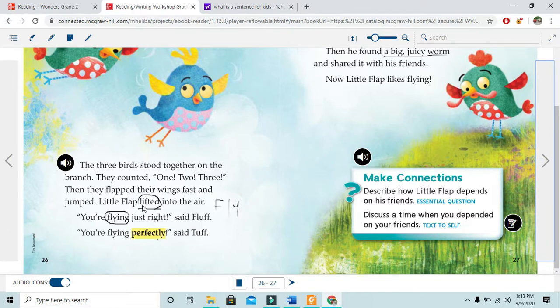Look at the verb lifted. Lifted, this means he flew, fly into the air. Lifted ends with ed, flying with ing. So pay attention to these endings: ing, ed, and s.